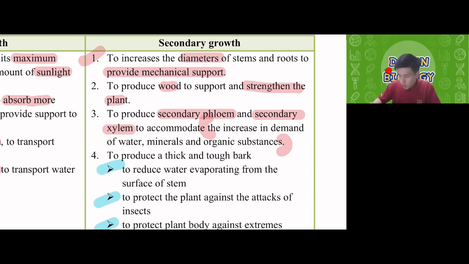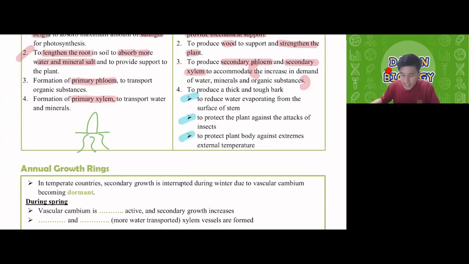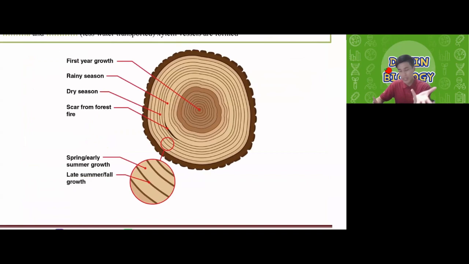Okay. All right. Then bug, we already mentioned the function just now. Okay. Now the last thing here, annual growth rates. So we've mentioned this before for my students. It's basically like the rings at the stem. And we all know, right, this is basically to count the age, estimate the age of a tree.